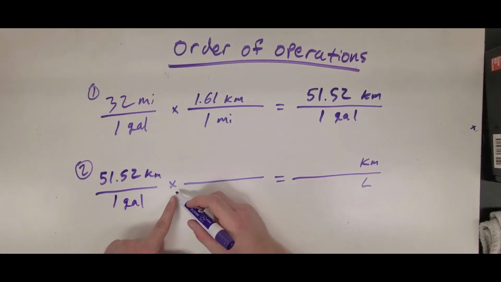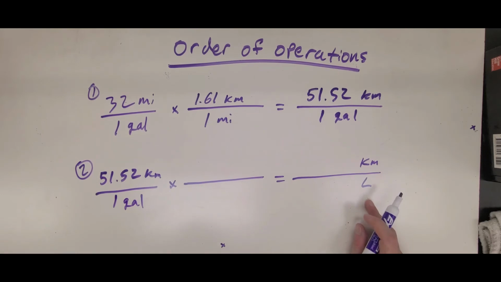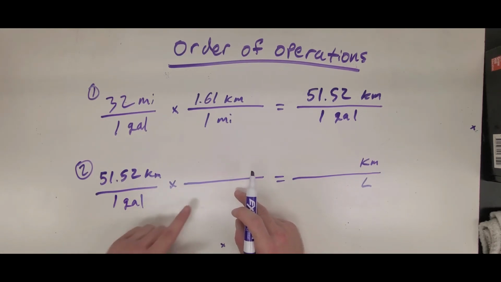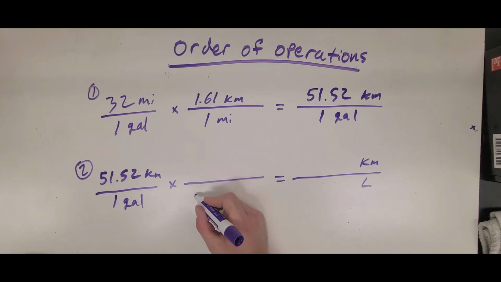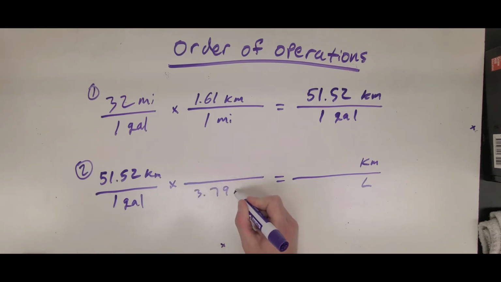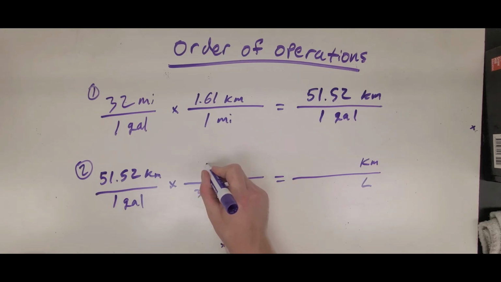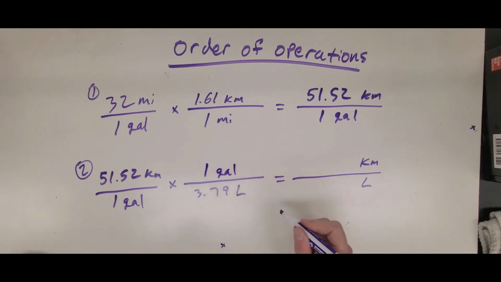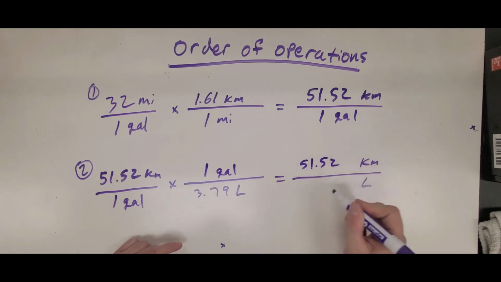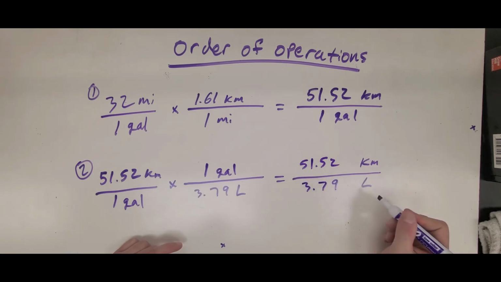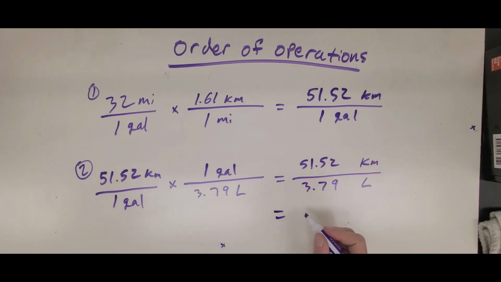We will multiply this by a unit conversion factor that has gallons and liters, but this time, since it's the bottom number, we want the liters on the bottom, because that's where we want our desired units to go. And to do that, there are about 3.79 liters in 1 gallon. Multiply through, that is 51.52 kilometers in 3.79 liters. And then we would just simplify there to get this to equal 1.